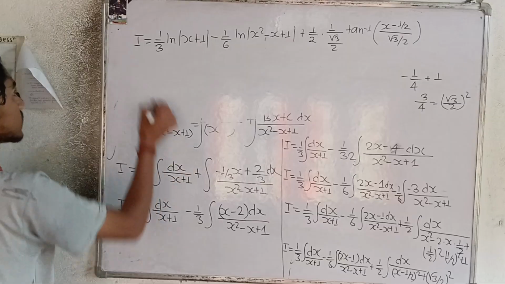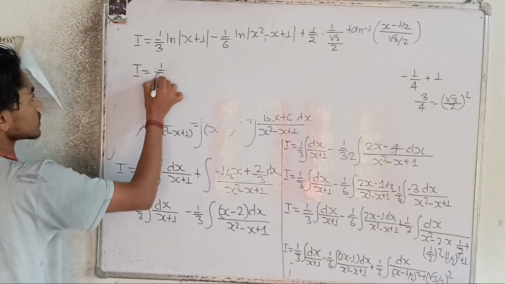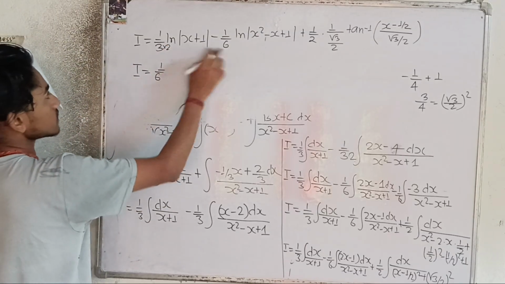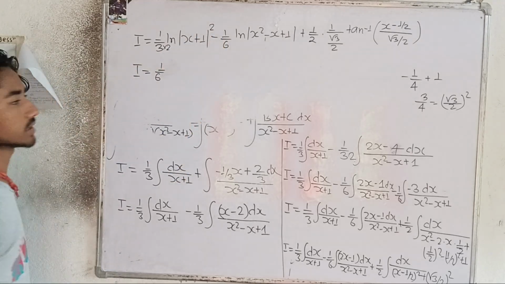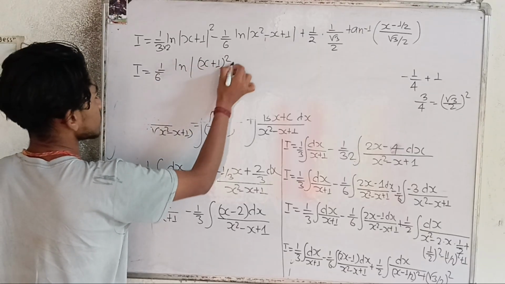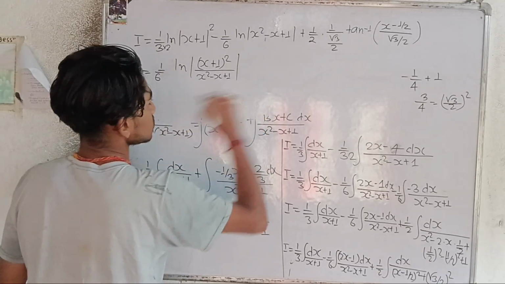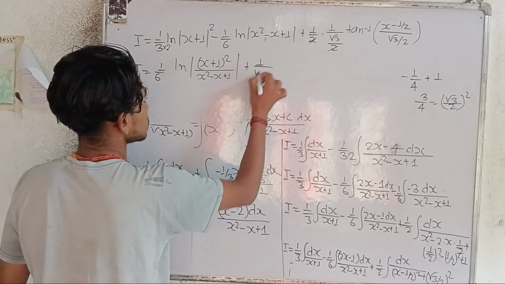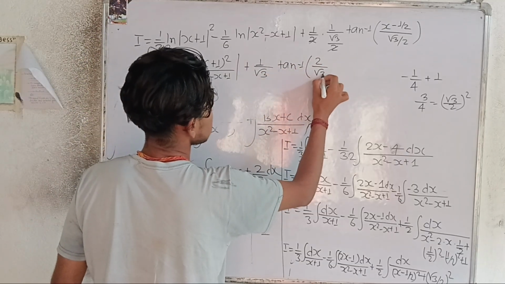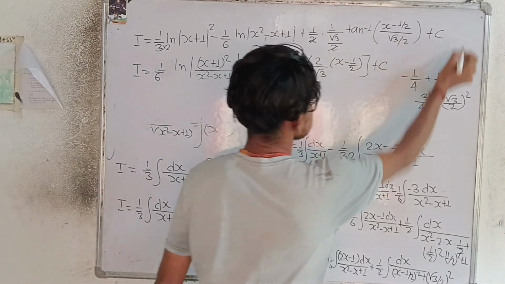Okay, so at the end we can write I is 1 over... see, if I write this, would you guys be able to understand it or not? I really don't know. If I make this into 2, this will come out, and if I take 2 here, this makes sense. So I can write this as ln of x plus 1 squared over x squared minus x plus 1. Okay, and here I got 1 over root 3 tan inverse of 2 over root 3 times x minus half, plus some constant c.